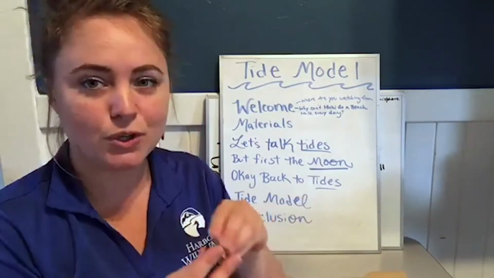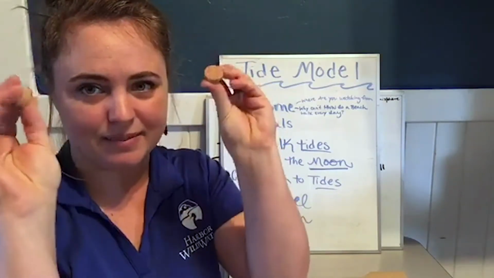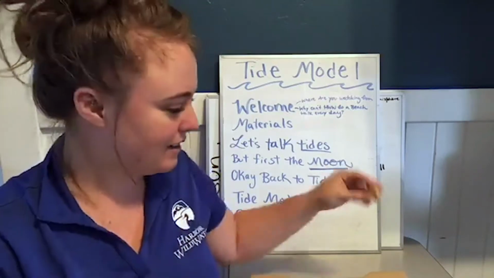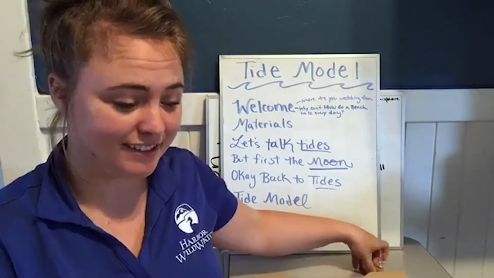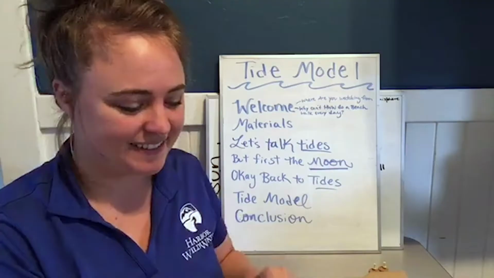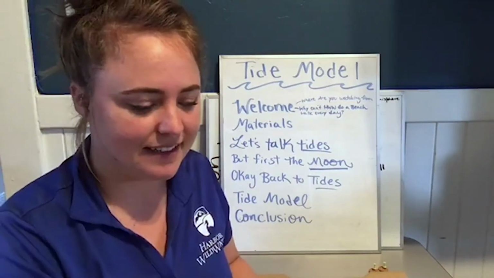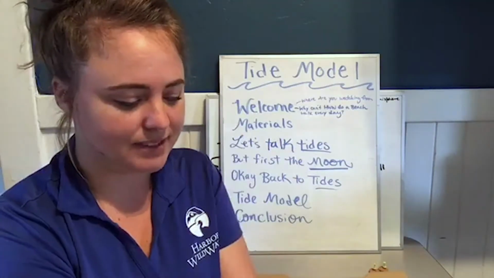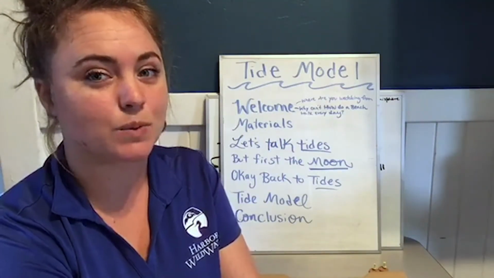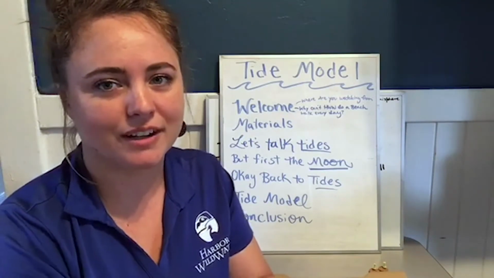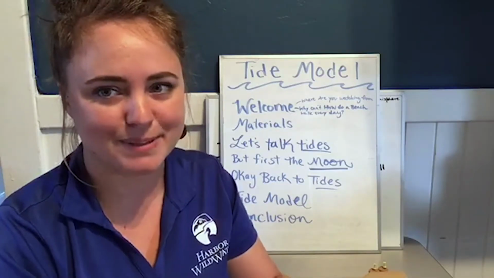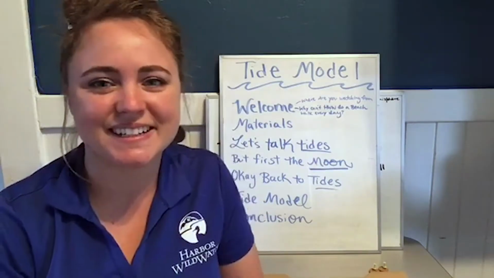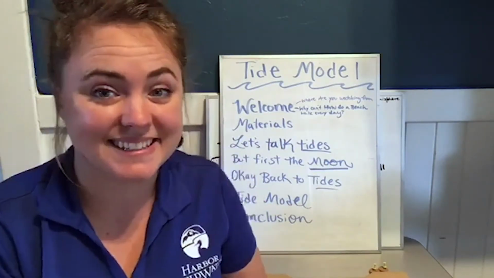I need 2 push pins. Pieces of cork. I just used a knife to slice off wine cork there. That is for safety later. A pair of scissors. I have a pencil, and then I have an assortment of markers, some coloring devices, including at least 1 Sharpie, because we are going to be drawing the moon on that packing tape. So I'll let you go ahead and get some of those materials as we talk about tides today.